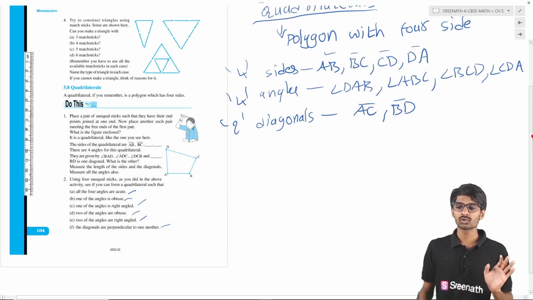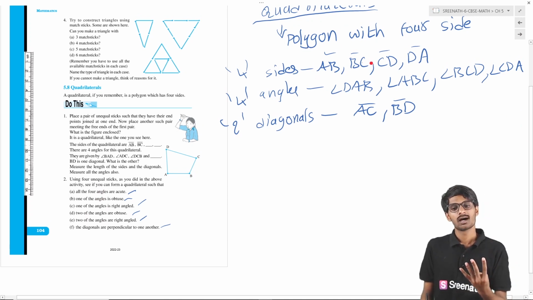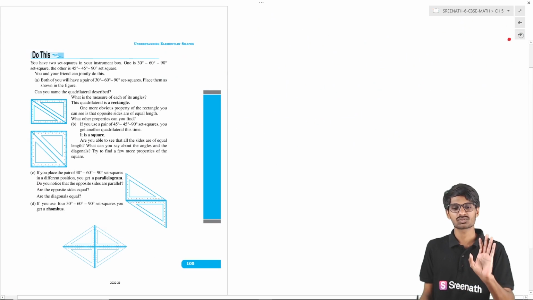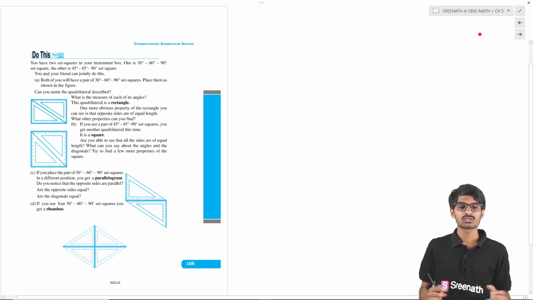So basically, what we know is a quadrilateral is a polygon with 4 sides. It has 4 sides and 4 angles and 2 diagonals. That's what we know about quadrilateral, students. So suppose you have two set squares, one is 30 degrees, 60 degrees, 90 degrees, and another is 45 degrees, 45 degrees, 90 degrees.